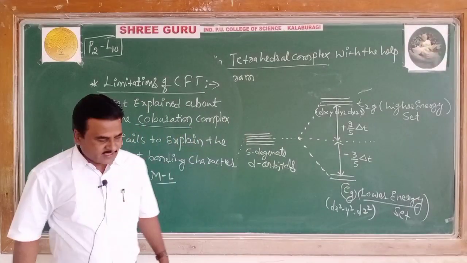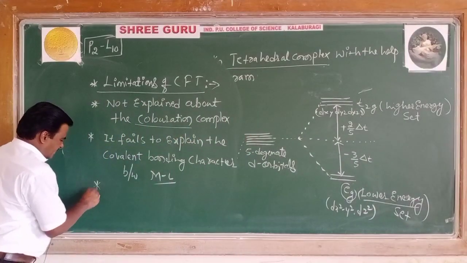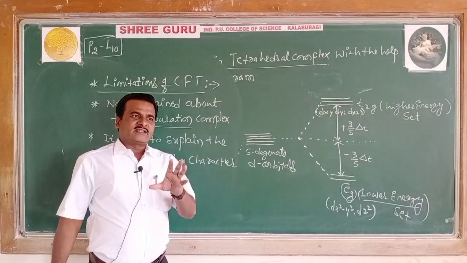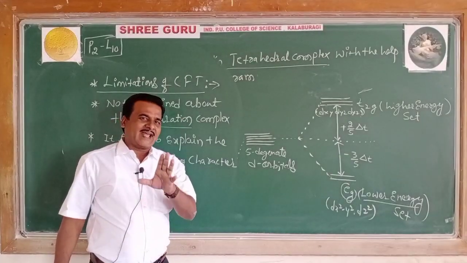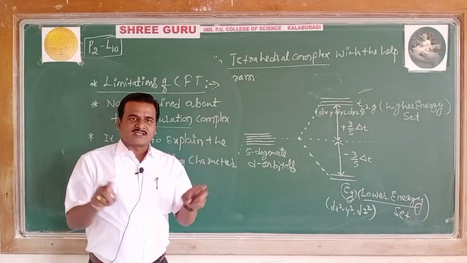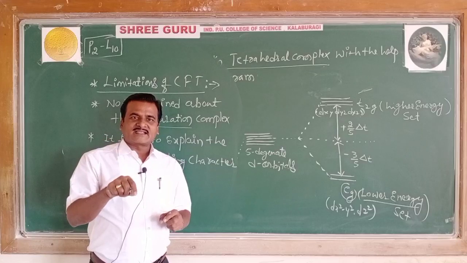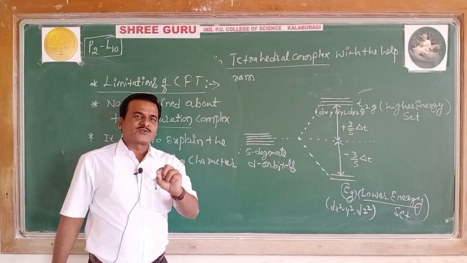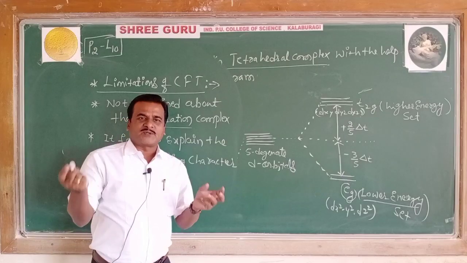And regarding one more limitation, in the complexes containing anions as ligands, I'll repeat, in the complexes containing anions as ligands, what we expect is that anions, with a negative sign, must cause a greater repulsion.